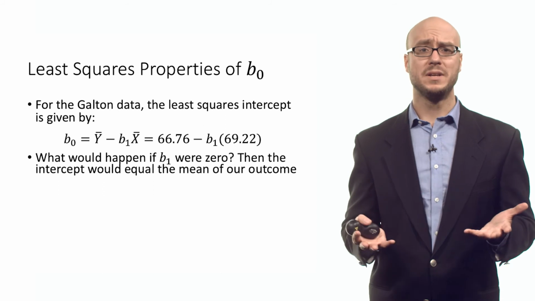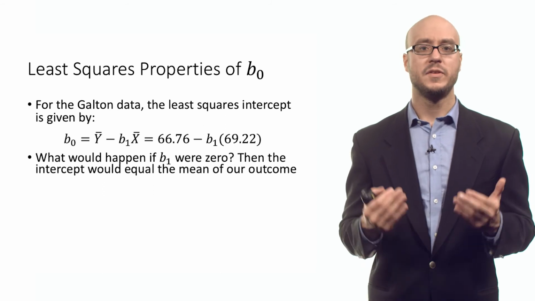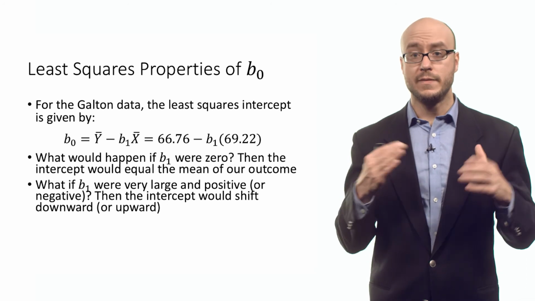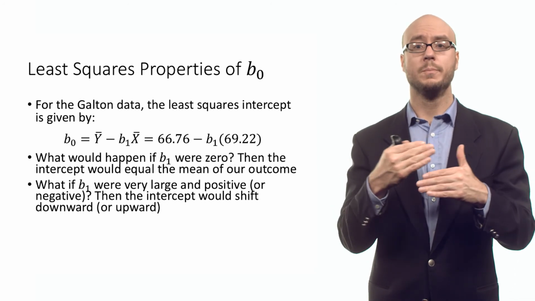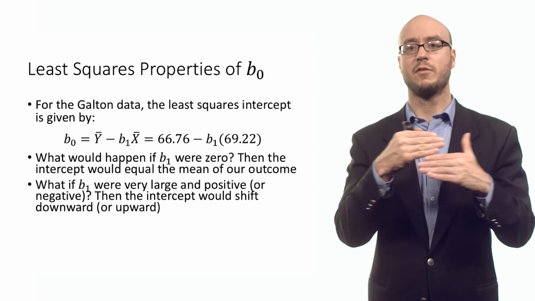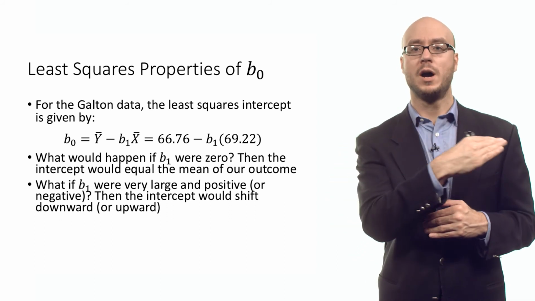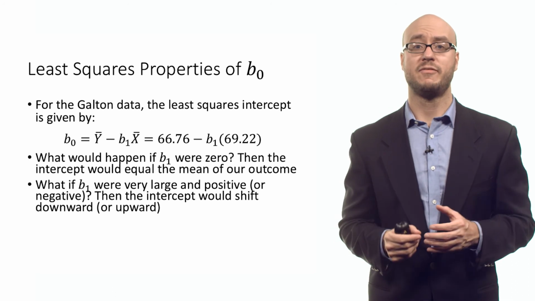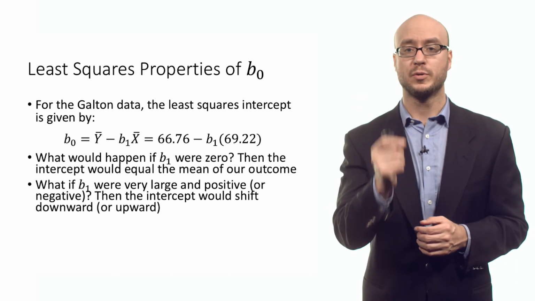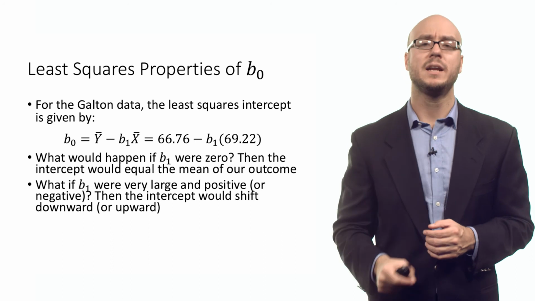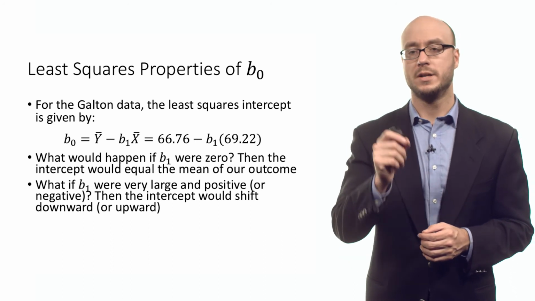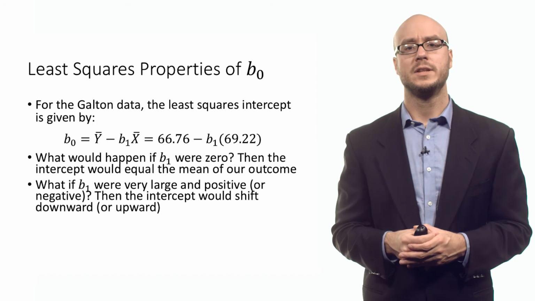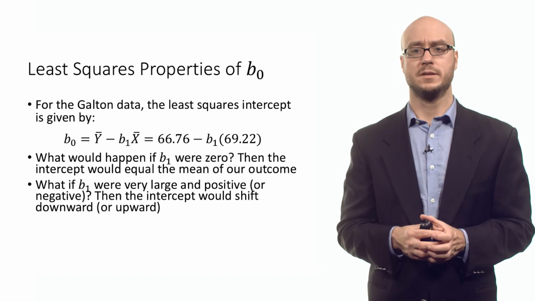We might ask, what would happen if the slope were 0? Then the intercept would equal the mean of our outcome. And that reflects the idea that if the slope is 0, then you just have a horizontal line, and it crosses the y-axis right at 66.76. And that also reflects the fact that you can interpret the intercept as the expected mean of the outcome when b1 is 0.